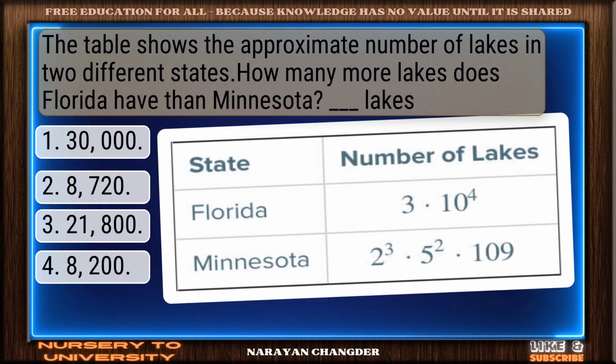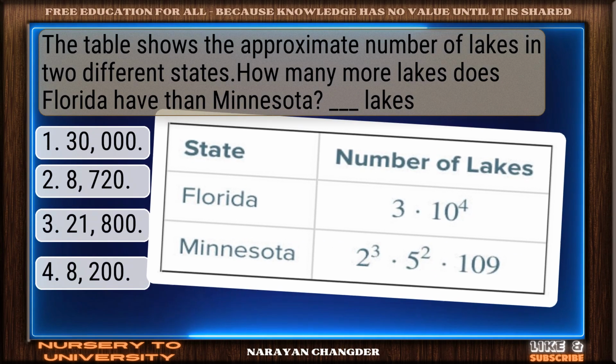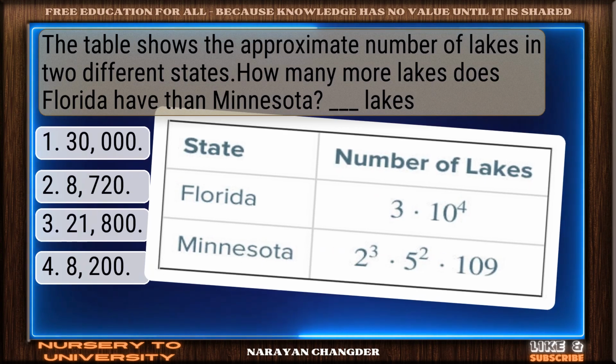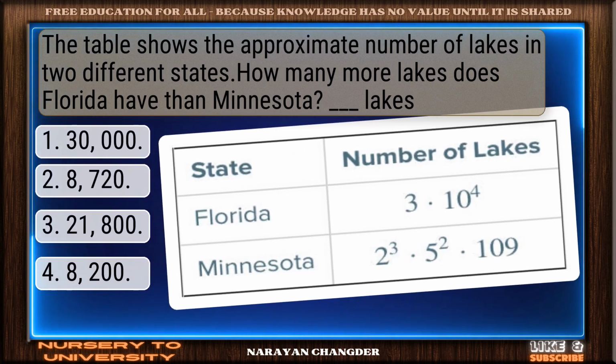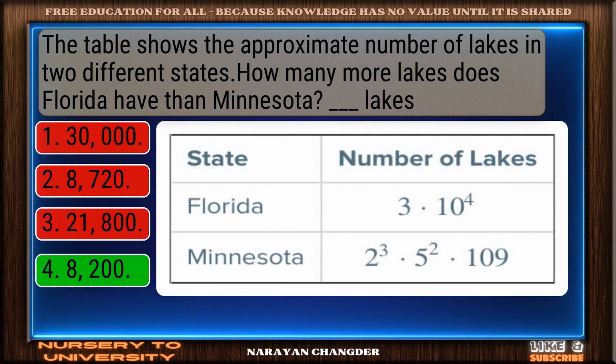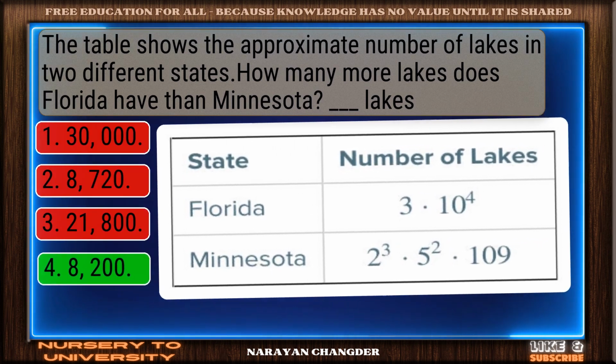The table shows the approximate number of lakes in 2 different states. How many more lakes does Florida have than Minnesota? Dash lakes. Bravo, 8200 is the answer.